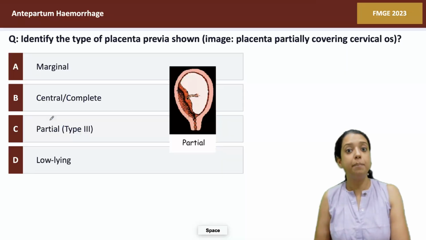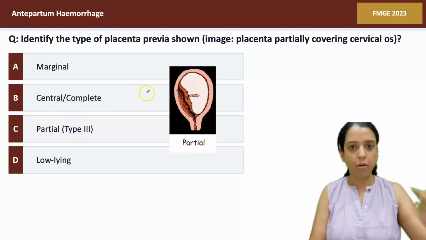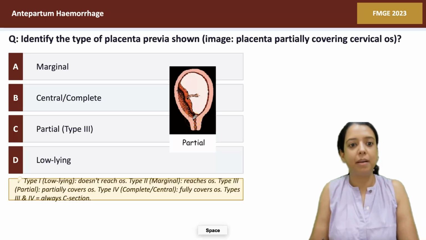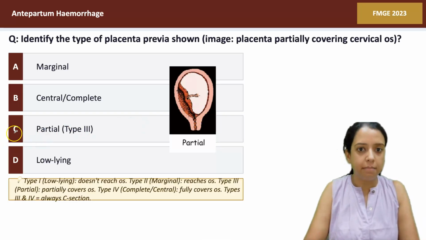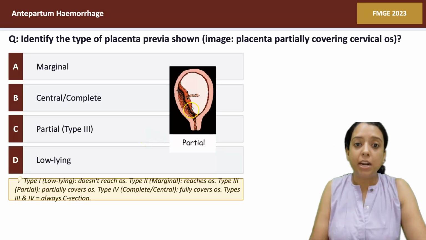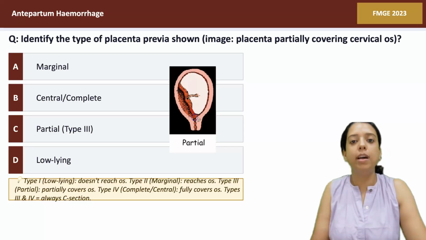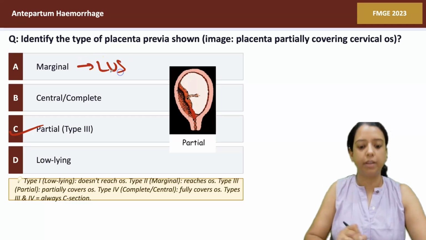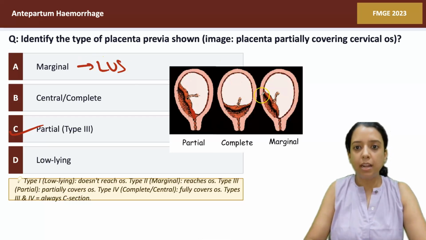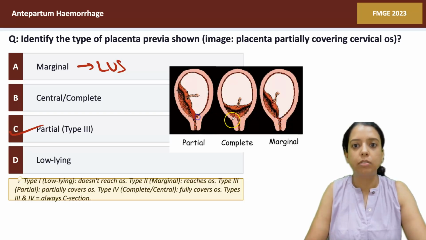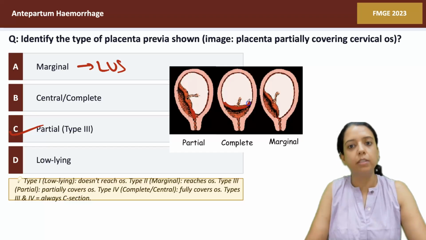Okay, APH. Identify the type of placenta previa. Can you see here? Partial placenta previa, marginal. You can say marginal. No. Yes, sorry. Partial is the one reaching the os. It's an older classification. Can you see it is reaching the os? It is partial. Marginal is the one that is reaching only till the lower uterine segment, not up till the os. This one is up till the os. Complete is completely covering the os.